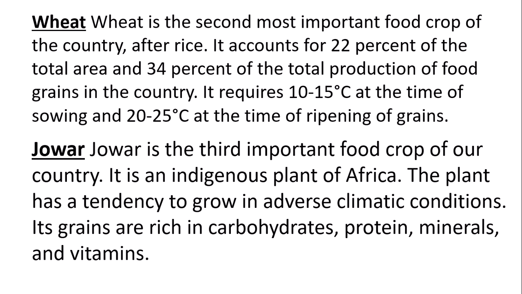It requires this at the time of sowing, and at the time of ripening of grains, it needs 20 to 25 degrees Celsius. Over 85% of India's wheat production comes from 5 states: Uttar Pradesh, Punjab, Haryana, Rajasthan and Madhya Pradesh.